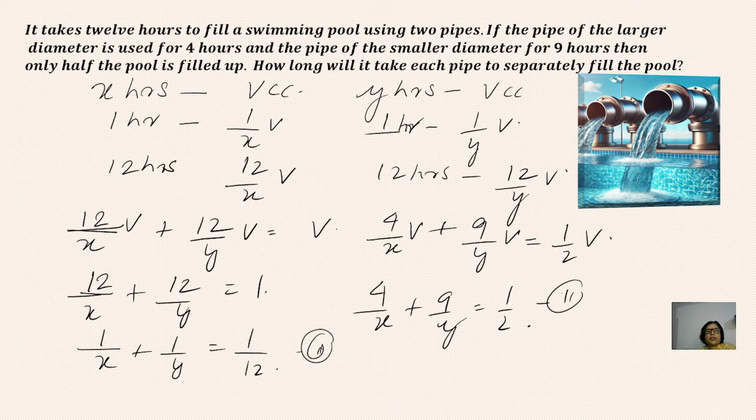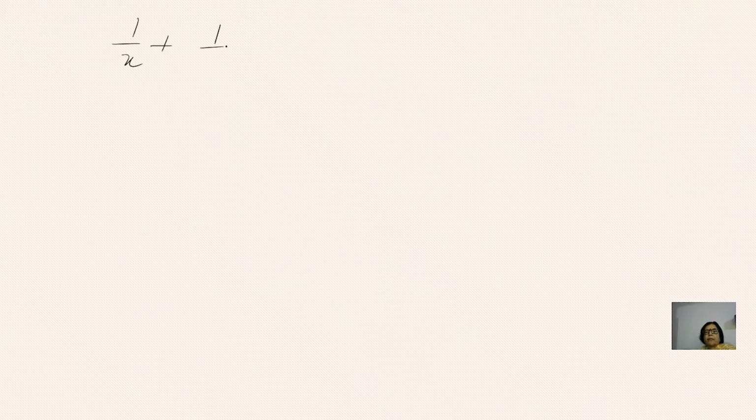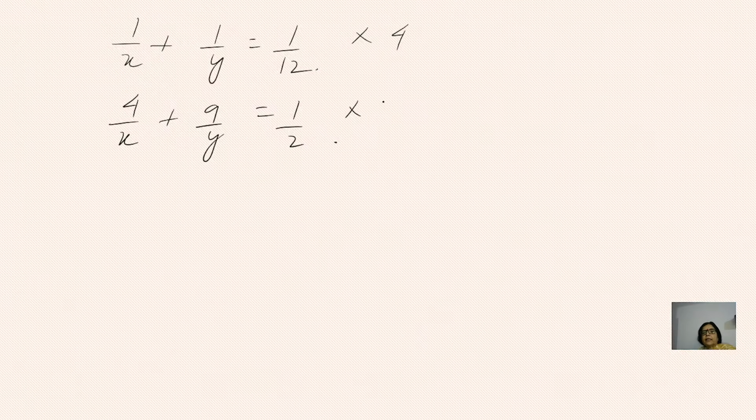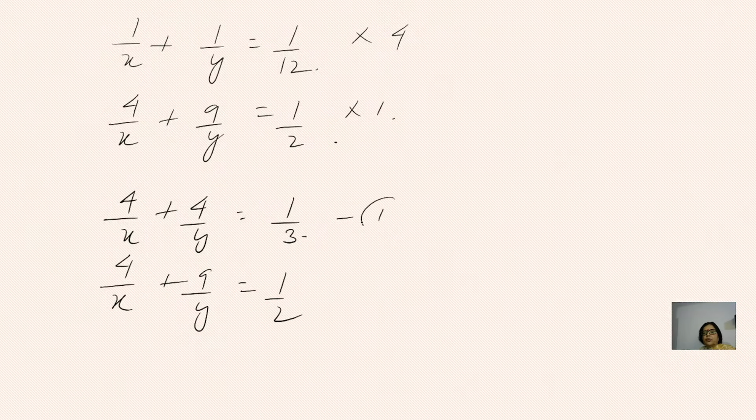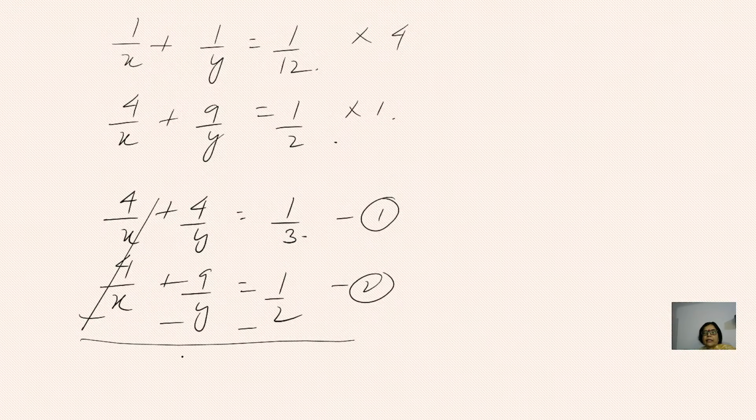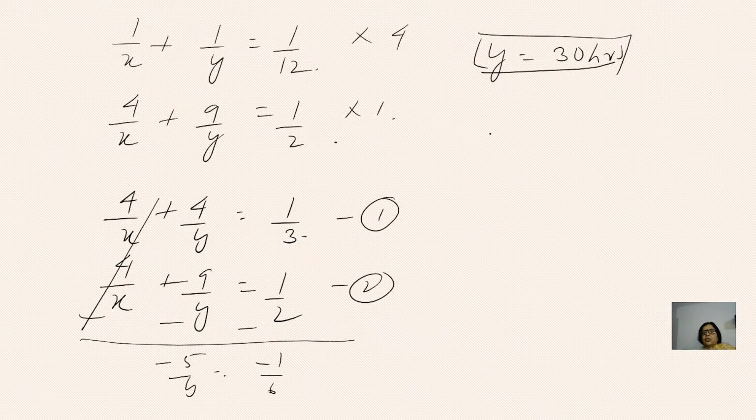So let us solve the two equations. The first one is 1 by X plus 1 by Y is equal to 1 by 12, and the second one is 4 by X plus 9 by Y is equal to half. So I'll multiply the first equation by 4 and the second by 1. So the first equation changes to 4 by X plus 4 by Y is equal to 4 by 12, that is 1 by 3. And the second equation I'll rewrite as it is, 4 by X plus 9 by Y is equal to half. This is the new first one, this is the second one. Now simply subtracting them, the X terms will get cancelled, and here we get minus 5 by Y is equal to 1/3 minus half, that is minus 1 by 6. So negative signs get cancelled and Y is equal to 30 hours. So the pipe of the smaller diameter working independently will take 30 hours to completely fill the pool.